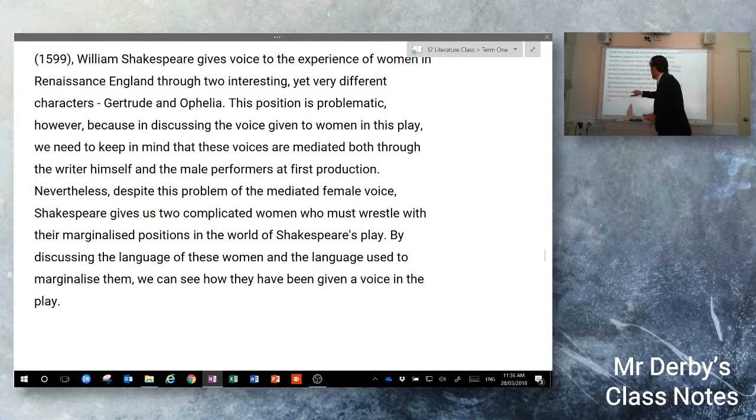By discussing the language of these women and the language used to marginalise them, we can see how they've been given a voice. And that's why that last thesis statement is so important, because if you don't nail that down in your introduction and you're not really on the question, the rest of your essay can just drift away miles and miles away, and it does compromise your mark.